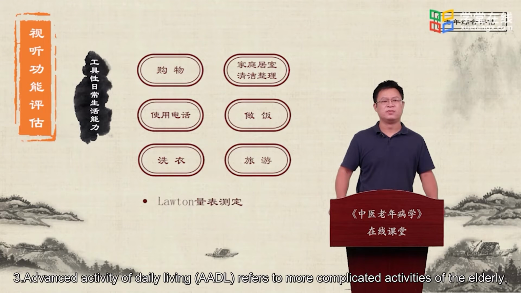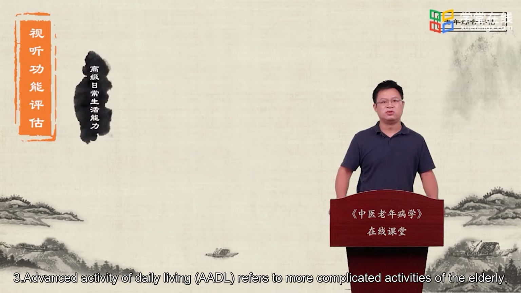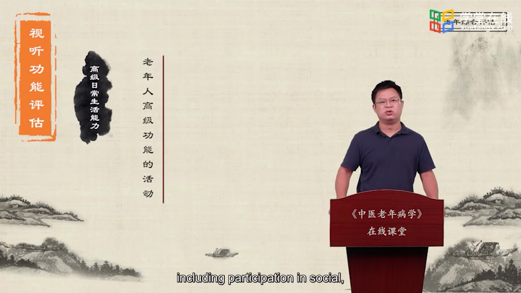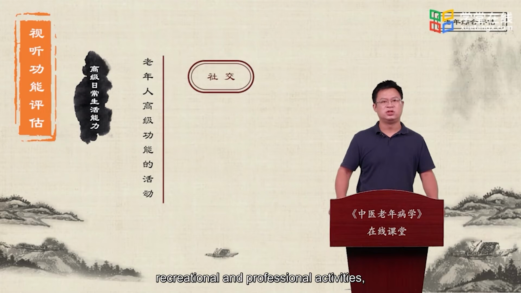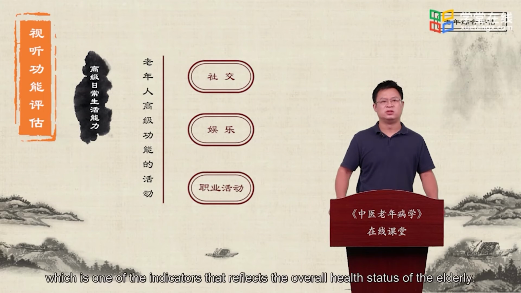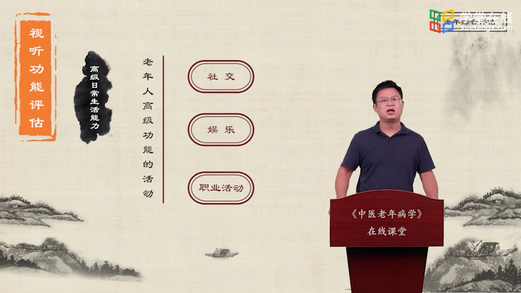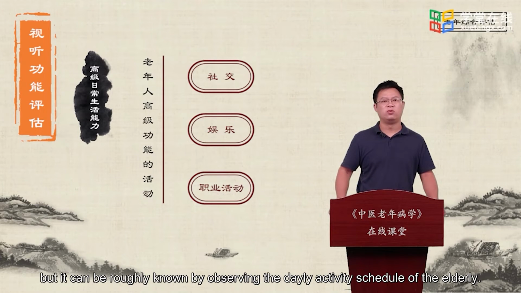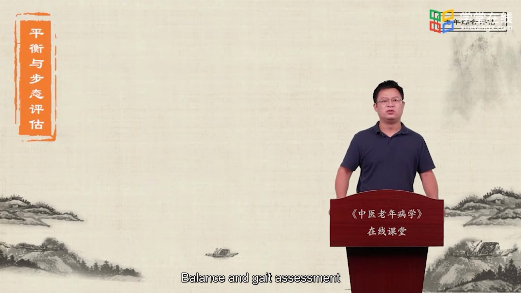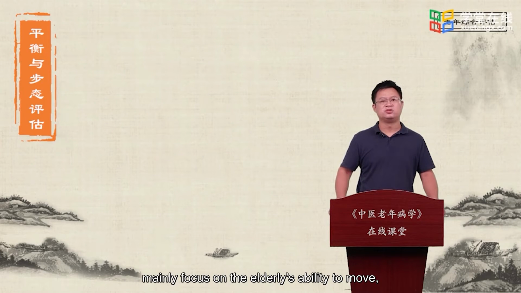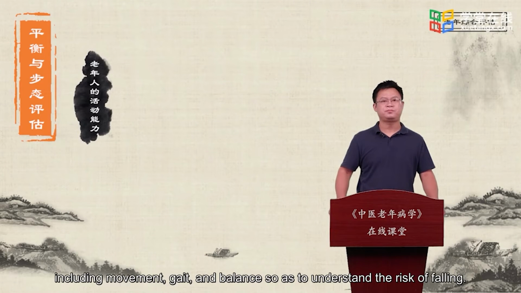3. Advanced activity of daily living, AADL, refers to more complicated activities of the elderly, including participation in social, recreational and professional activities, which is one of the indicators that reflects the overall health status of the elderly. There is currently no relevant scale available for AADL, but it can be roughly known by observing the daily activity schedule of the elderly.